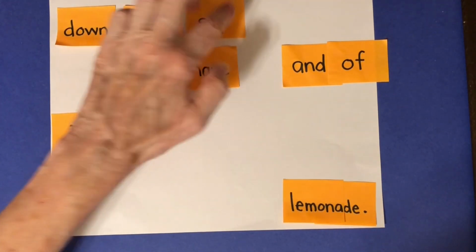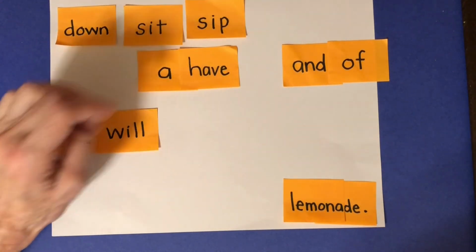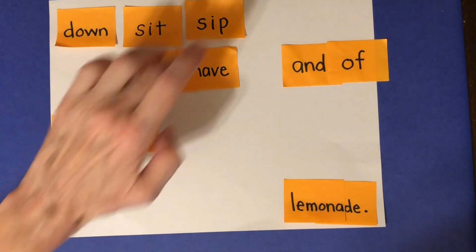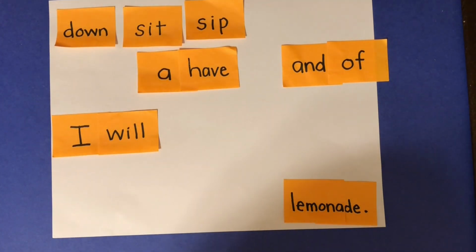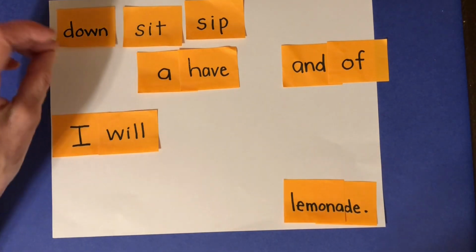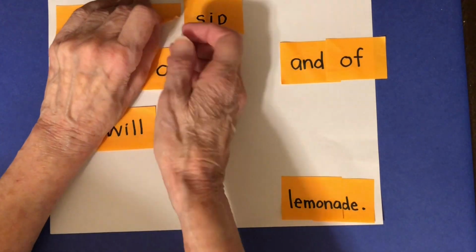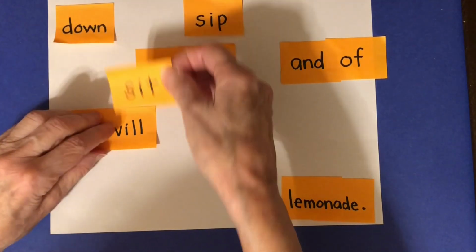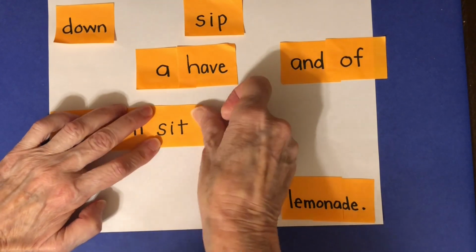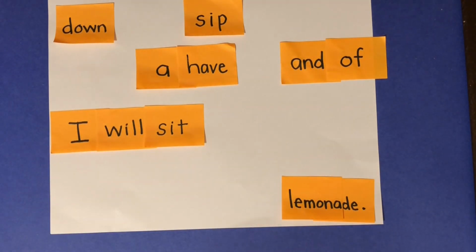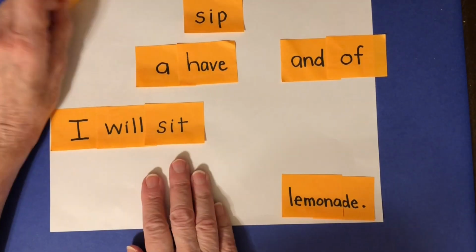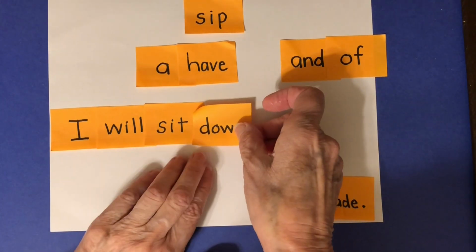Here are two doing words here, sit and sip. I will sit, I will sip. Which one do you think you would do first? Would you sip first or sit first? I might sit down first before I would sip something. So I'm going to try that. I will sit. What do you think comes next? Right, down. I will sit down.